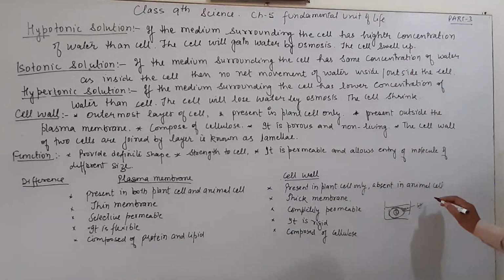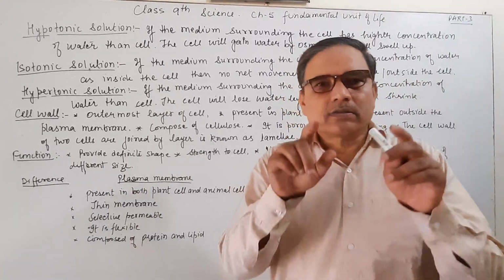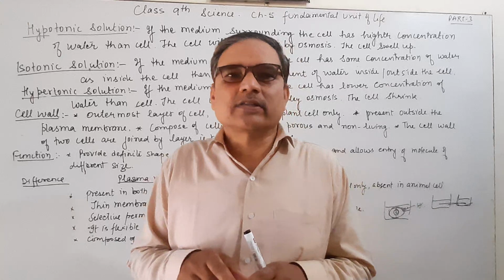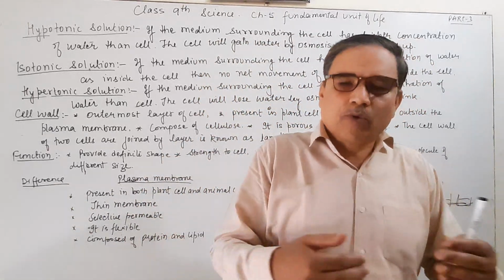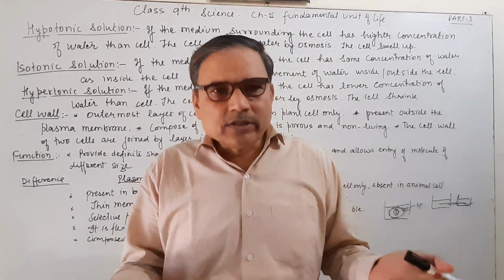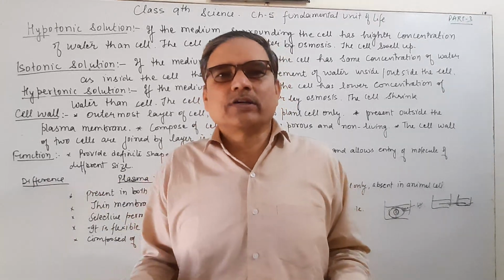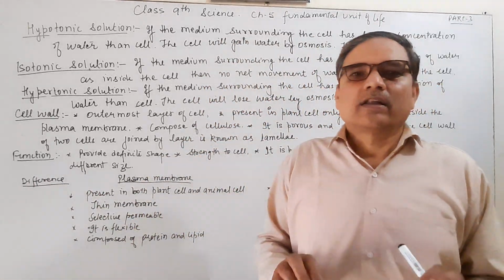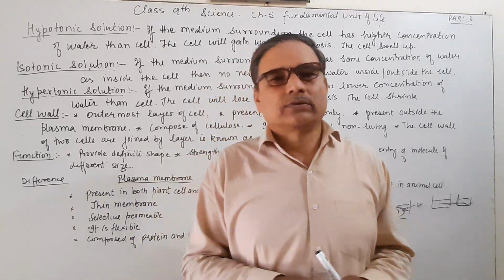Means, for example, if both are at the same level, there is no net movement. If the water concentration surrounding the cell is the same as the water concentration inside the cell, then movement is possible, but no net movement will change because the concentration is the same, and this is known as an isotonic solution. And the cell neither swells up, meaning it neither gains nor loses water.